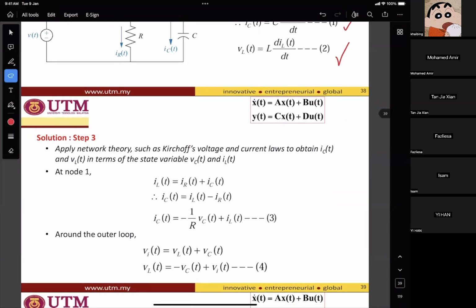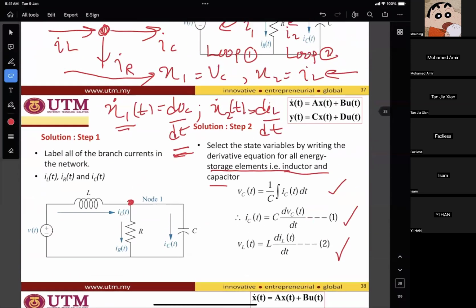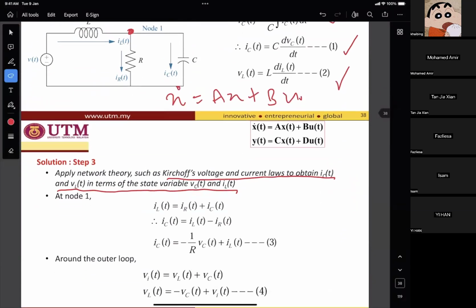Go on. Now we apply the Kirchhoff voltage law and current law to obtain IC and VL in terms of the state variables VC and IL. So you have to find the state equation. In this case, you have to find x1 dot and x2 dot in terms of VC and IL, as shown here.